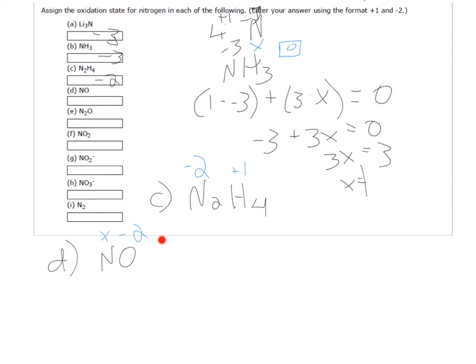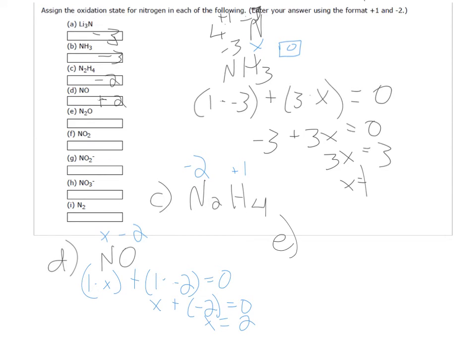Since nothing is written to the upper right of the chemical symbols, the overall charge is 0. So one atom of nitrogen whose oxidation state is not known, when added together with one atom of oxygen whose oxidation state is known to be -2, should add up to the overall charge of 0. We'll add 2 to both sides. And in this case, nitrogen's oxidation state is a positive 2.